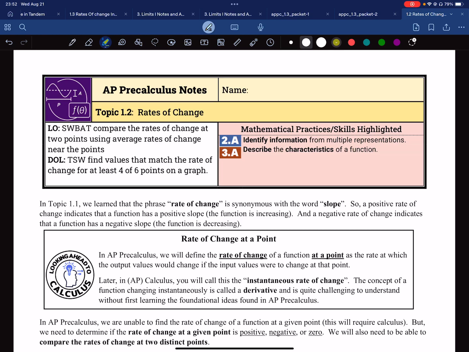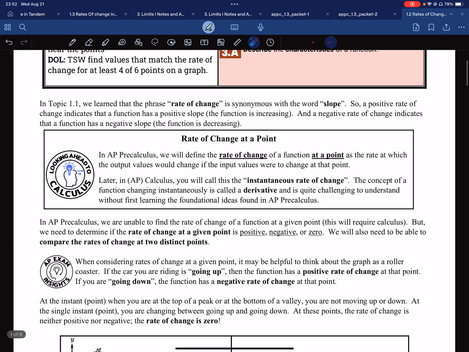Hi everyone. In this video, we're going to talk about section 1.2, rates of change. By the end of this video, you should be able to compare rates of change at 2 points using average rates of change near those 2 points.